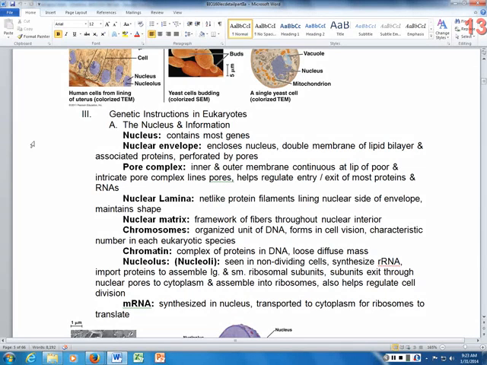And the pores are important because they're going to help to regulate what goes in and out of the cell. Most things are going to have to go through one of those proteins in the pore. Your nuclear lamina is a net-like protein that's going to be underneath here. And it's just going to be protein filaments that are kind of helping to support this underneath, keep things in place.